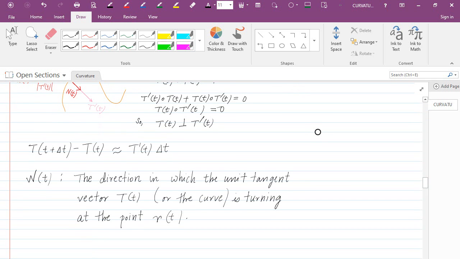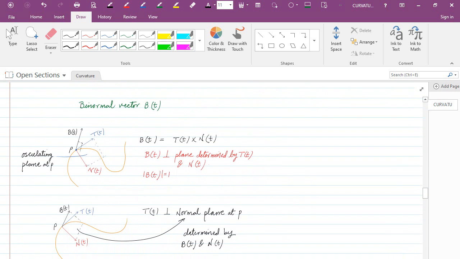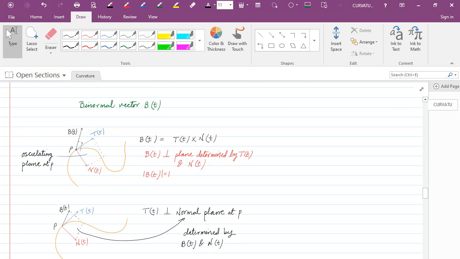Okay, so that's the unit normal vector. In the next video, we will be looking at the binormal vector.